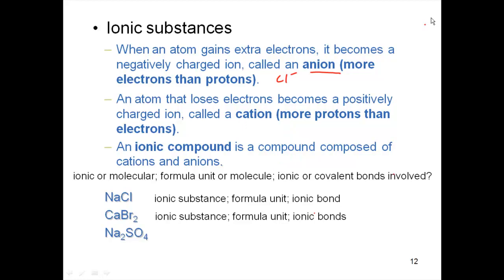Na2SO4, sodium sulfate. Okay, what you have is a sodium ion, which is Na+, and sulfate, which is a polyatomic ion, which is a 2-. That's being attracted to each other and held together to form the compound. So you have ionic bonding between the sodium and the sulfate.